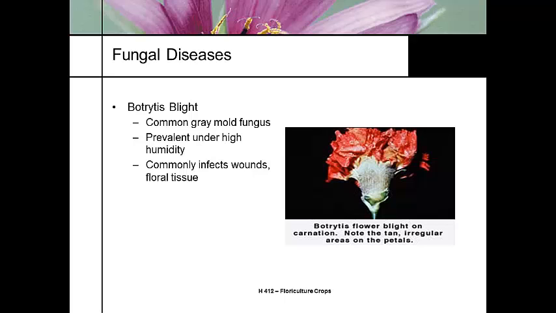Botrytis blight. Botrytis is a common gray mold fungus. We see it under high humidity. We typically see it where we've got bruised tissue or where we have foliage or petals that are easily damaged and they've got lots of sugars. We see botrytis blight when we have free water on the foliage, free water on the petals. And so one of the ways to prevent botrytis problems in a greenhouse is if your plants are in bloom, don't use overhead water.